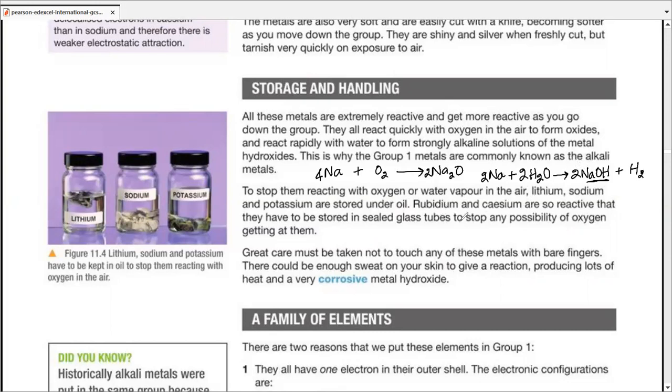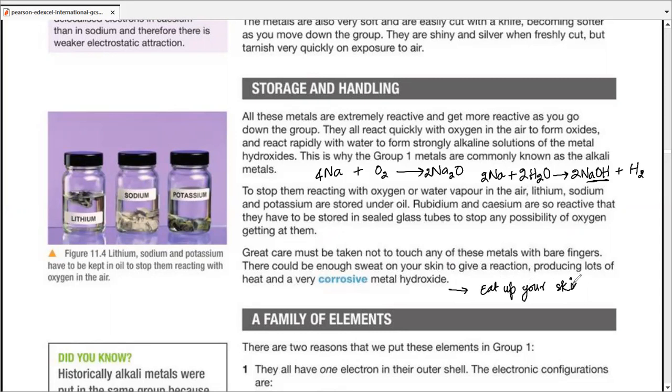They would either be converted from metals to oxides or from metals to hydroxides. Rubidium and cesium are so reactive that they have to be stored in steel glass tubes to stop any possibility of oxygen getting at them. Great care must be taken not to touch any of these metals with bare fingers. There could be enough sweat on your skin to give a reaction, producing a lot of heat and very corrosive metal hydroxide. And what we say is that they can eat up your skin.